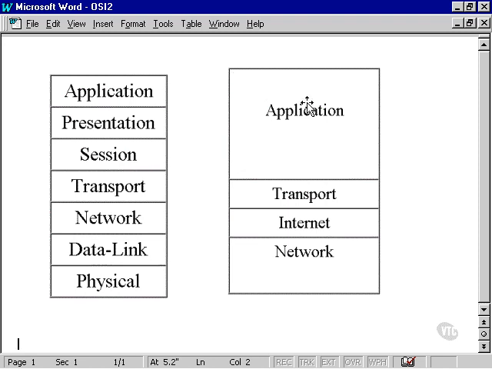Now you can see there's a lot of overlap between the two as well as some combination. For the most part, the top three are closely combined into the application on the DoD model. The transport is very similar. The internet is very similar to the network. And when they refer to internet, they're referring to their internetwork, not necessarily the internet itself.